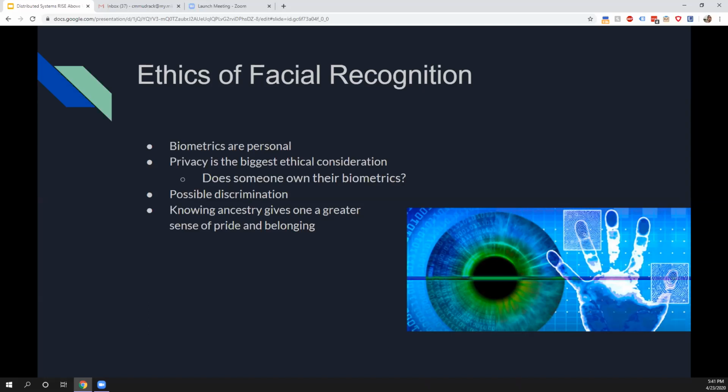The thing about biometrics is that biometrics are extremely personal. You can be identified by a bank account or a credit card number, but those aren't a part of you like your thumbprint would be, or your fingerprints.